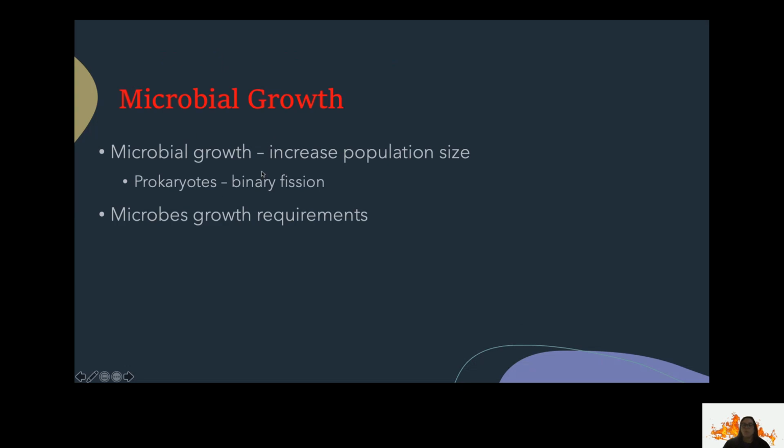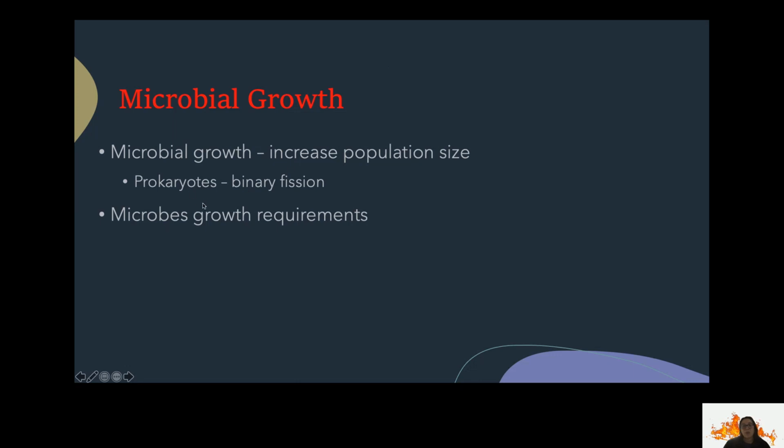Okay, so when a microbe is growing, what is actually happening is the microbe is growing in population size. And in order to make that happen, prokaryotes themselves undergo a special type of division known as binary fission. So binary fission looks like mitosis, but is just a little bit easier for bacteria because they don't have to go through as many complex steps as mitosis.